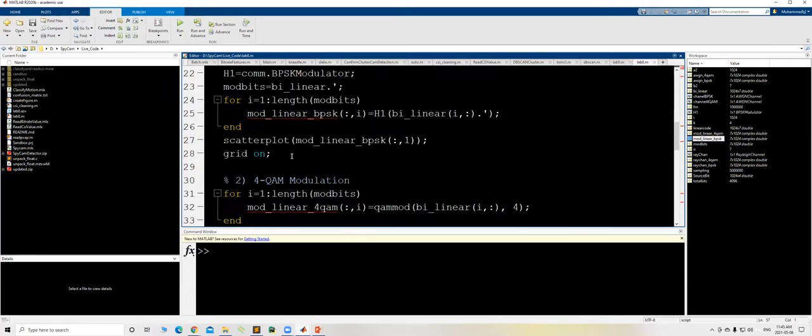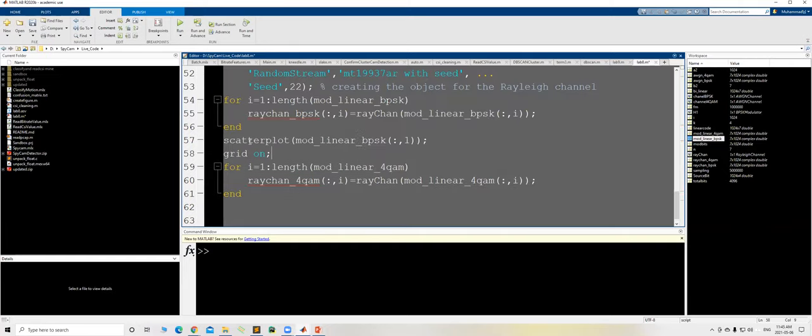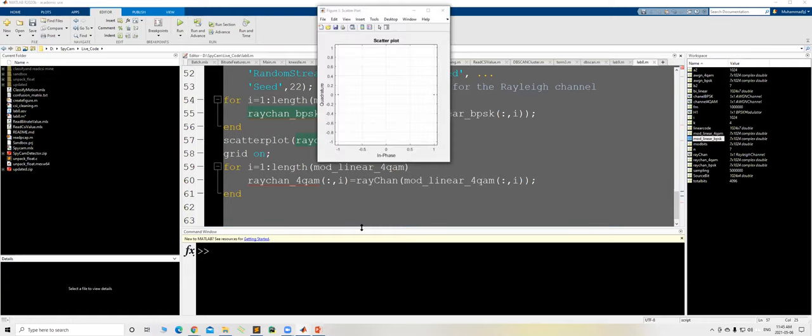So I'll just simply copy this one. Where is the scatter plot? I'll just copy it. I'll paste it here. And instead of this one, I should just copy it and paste it. And I just want to see the three of them. So here is the scatter plot.